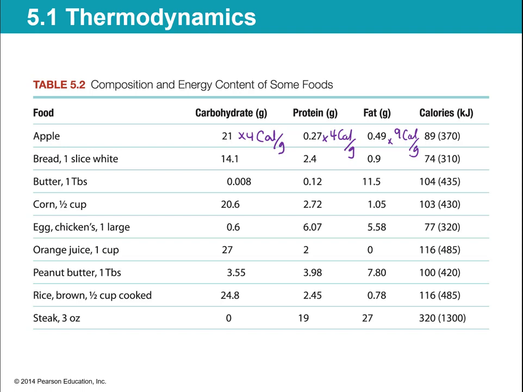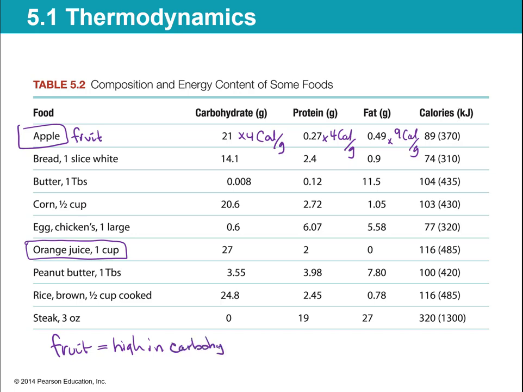So interesting, if you look at apples, orange juice, these are the fruits. And what would you say that fruits are high in? Are they high in carbs? Are they high in proteins or high in fat? So see, they have 21 grams of carbohydrates. Orange juice has 27 grams of carbohydrates. So they're very high in carbohydrates.